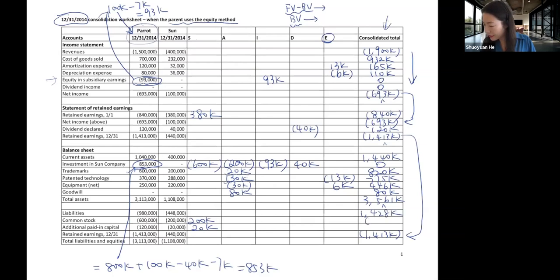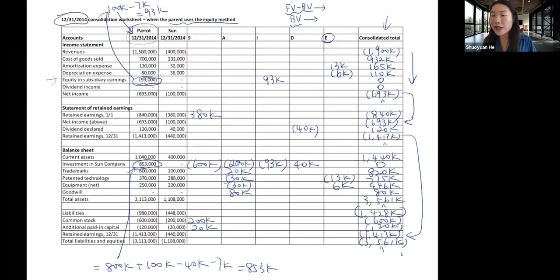Common stock, sorry, that is negative. Common stock is 600,000. Additional paid-in capital, 120,000. And then your total liability and shareholders' equity adds up to 3,561,000. So this finished the consolidation process. And there are several things I want you to pay attention to.